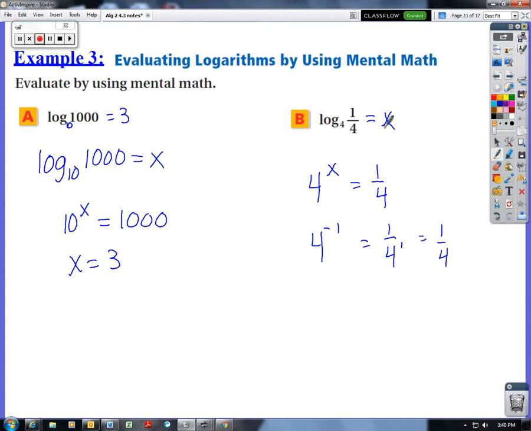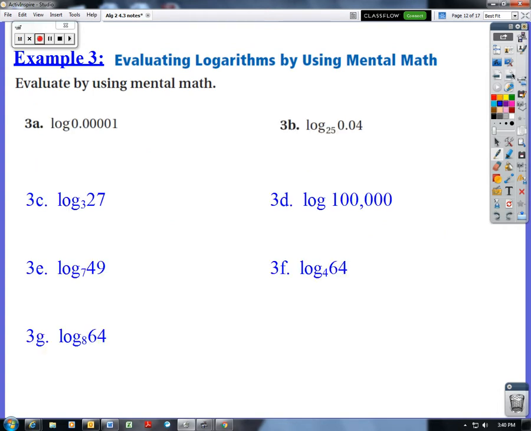So the answer, here I'll just erase. The answer is -1. So again, you're asking yourself, 4 to what power equals 1/4? The answer is -1.